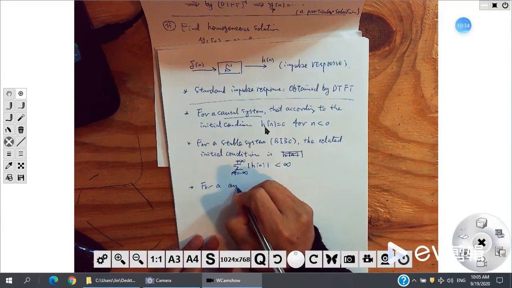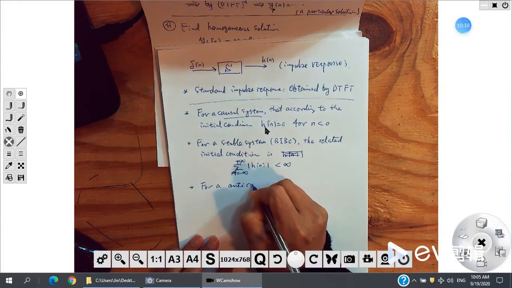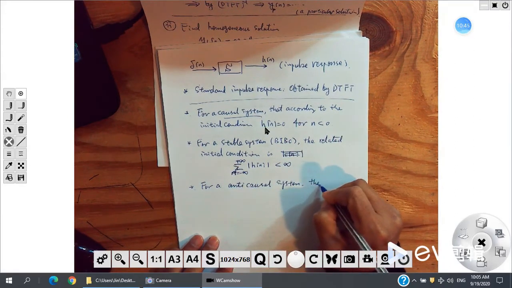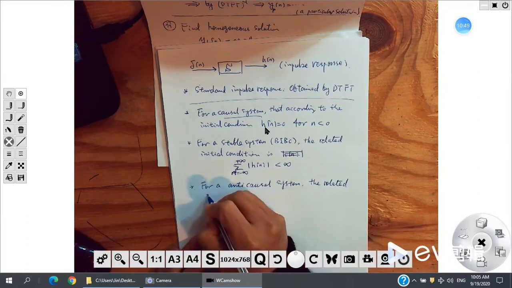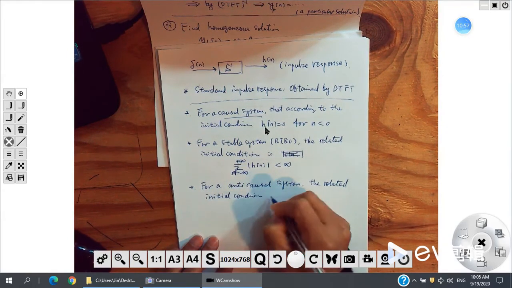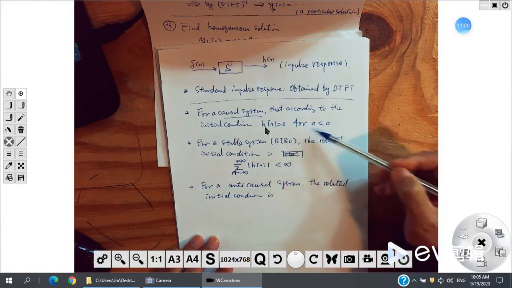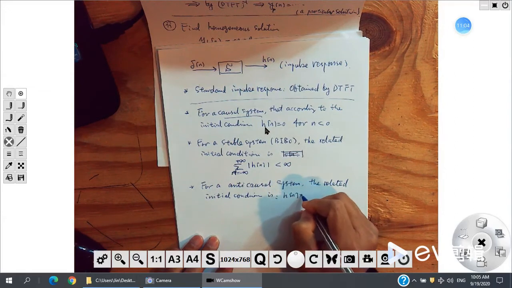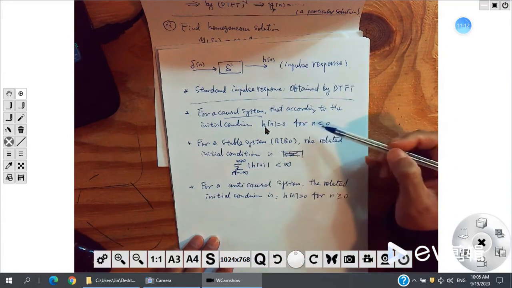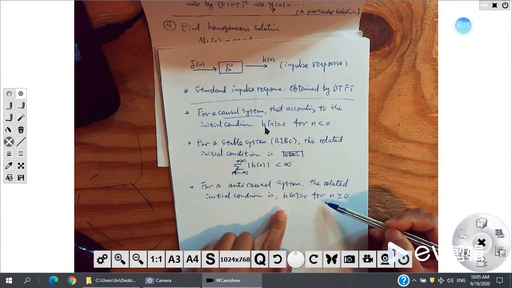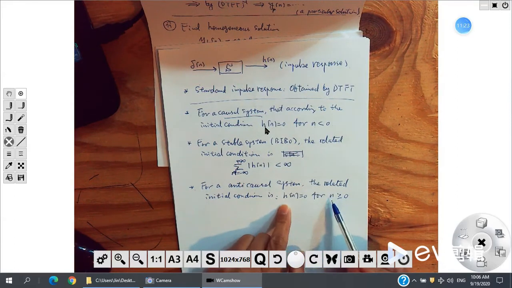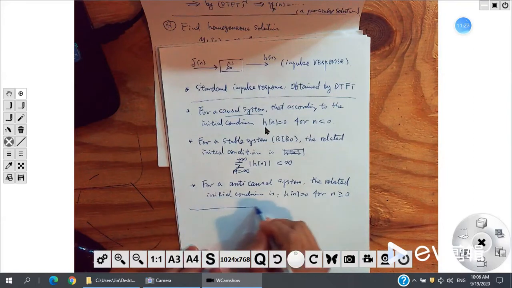For an anti-causal system, the related initial condition is the reverse of this: h of n equal to 0 for n larger than or equal to 0. For negative n it is not zero, and for non-negative n, that is positive or zero values of n, h is 0. Okay, so these are some commonly used conditions.